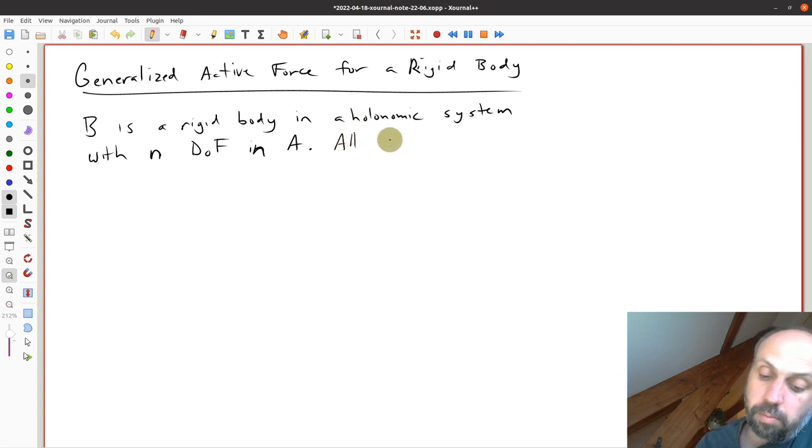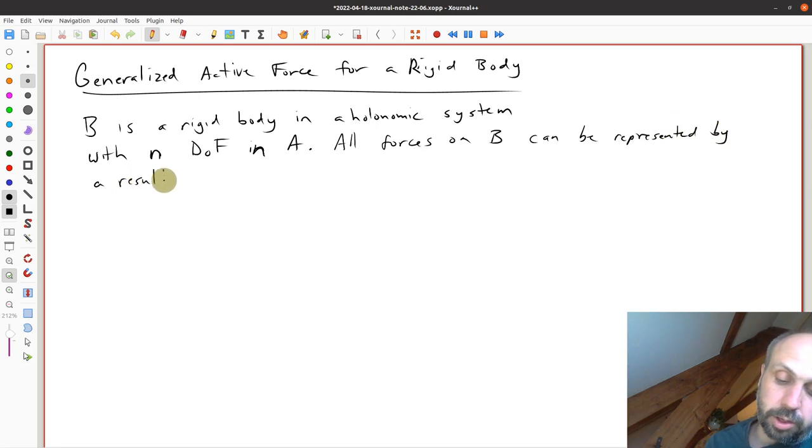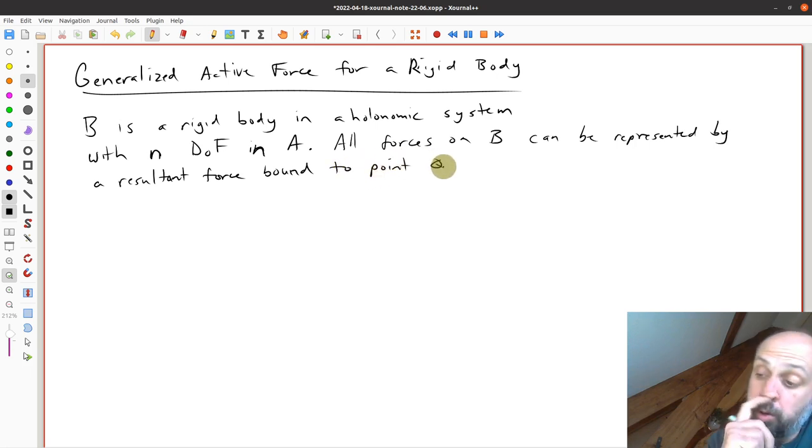then all forces on this body B can be represented by a resultant force bound to a point Q, any arbitrary point in B, and a torque of a couple. Okay.